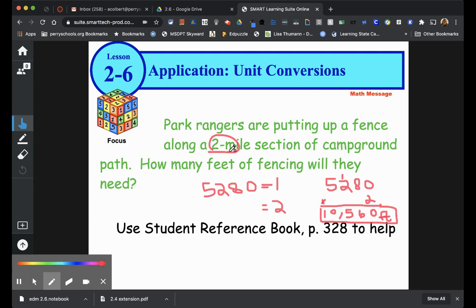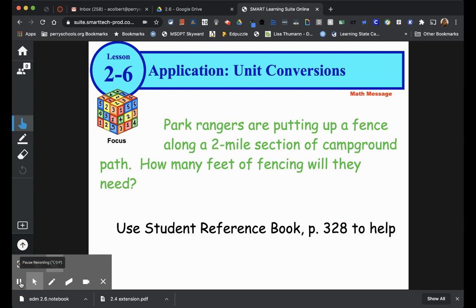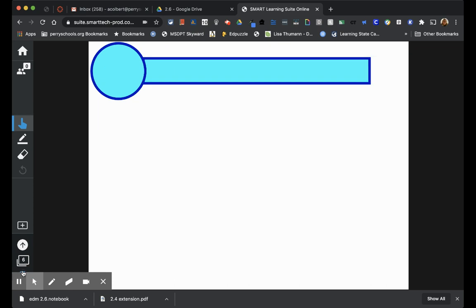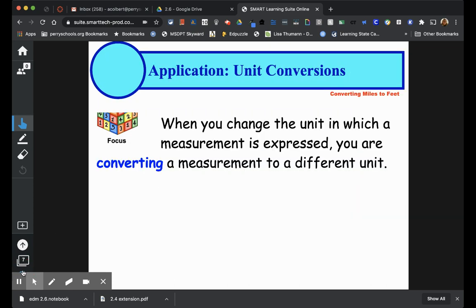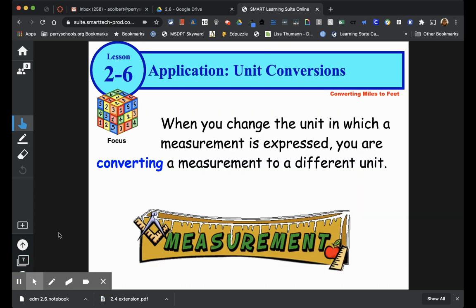So again, we converted the 2 miles into feet. We see that 1 mile is 5,280 feet, and so 2 would be 10,560. Remember, you always have the SRB online to help you. So when you are changing the unit in which a measurement is expressed, this is called converting a measurement to a different unit.